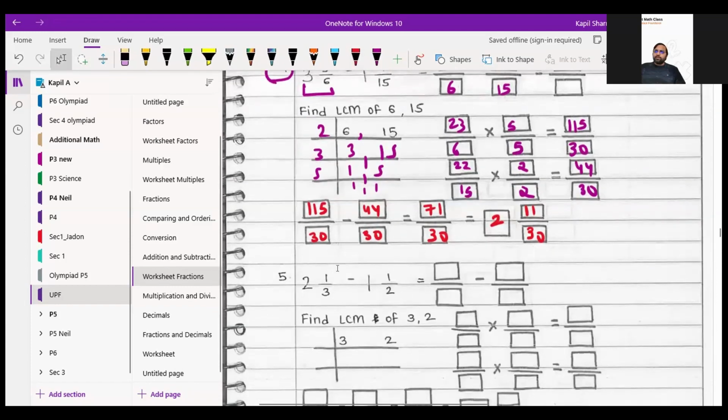Okay, Swastik, this one is easy. Try to solve this.